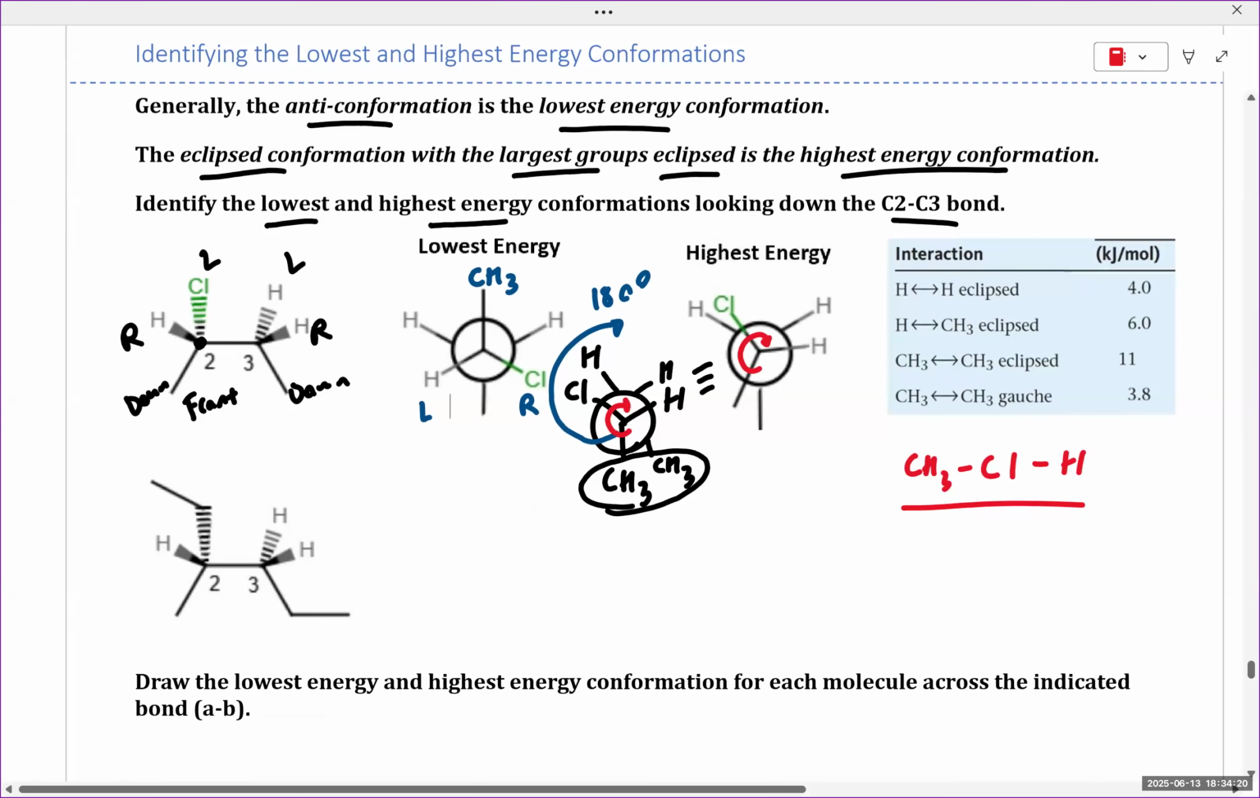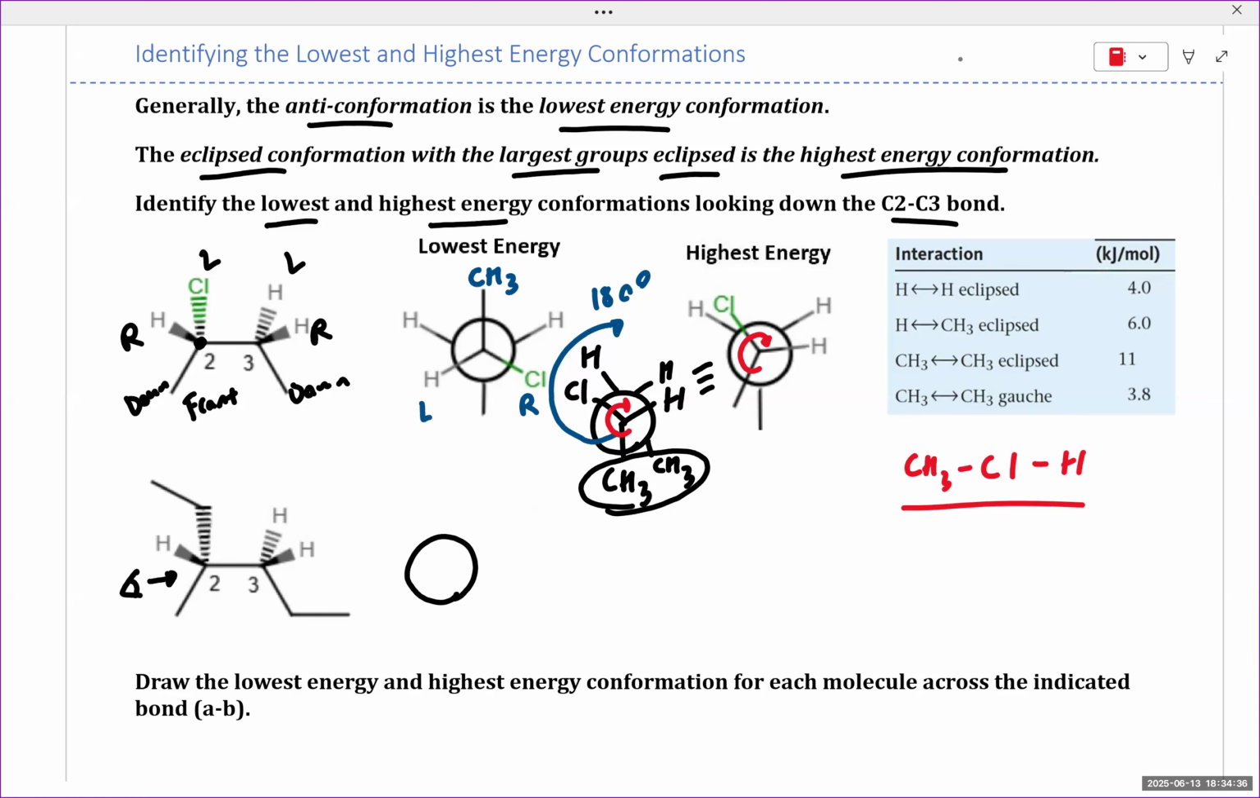Okay, let's do another example, this time without the Newman projection templates. So in this case, looking down the C2-C3 bond, we're going to identify the lowest and highest energy conformation. First thing I'm going to do is draw a Newman projection. And I like going from left to right because that is just easier for me. Anything with a wedge ends up on the right. Everything with a dash ends up on the left. And these groups are pointing down because they're pointing down below the bond. So this methyl group is pointing down, hydrogen is on the right, ethyl group is on the left.